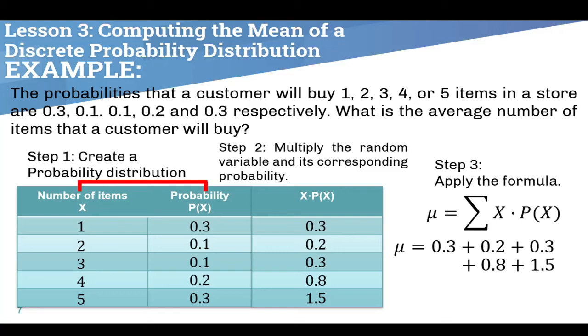Very good. Ilan? 3.1. Sir, ba't ganun? May 0.1. Kasi iyong nakuha natin. Sir, may 0.1 items po ba? Walang 0.1 items. Pero it is just a numerical value. Ibig sabihin, most likely, mga 3 yung bibili nung isang customer at any given day. Kuha? Ayun. So, 3.1. Yun yung nakuha nating answer.